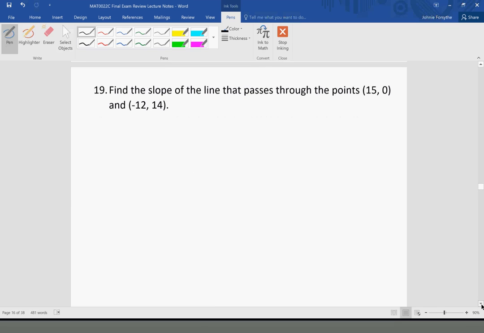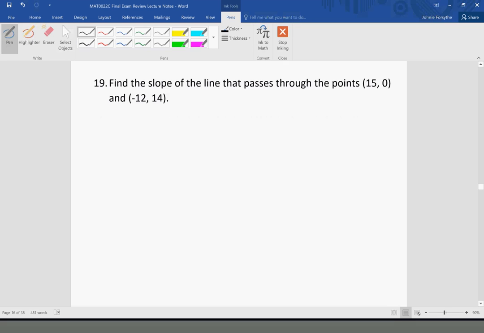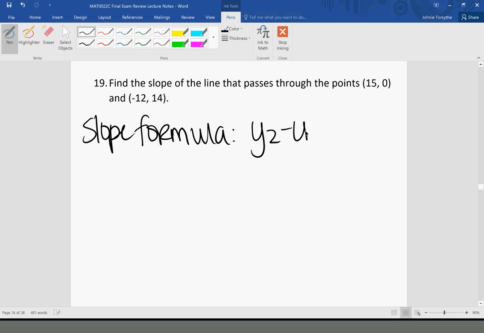Okay, 19. Find the slope of the line that passes through the points (15, 0) and (-12, 14). So the slope formula, when you're given 2 points on a line, is y2 minus y1 divided by x2 minus x1. What you're basically doing is subtracting your y values and dividing by the difference of your x values. So it's helpful if you label your points.